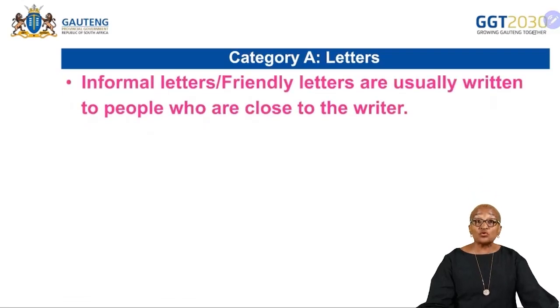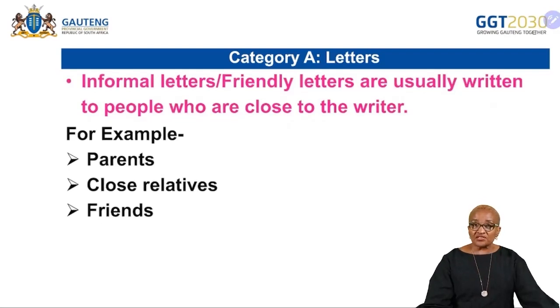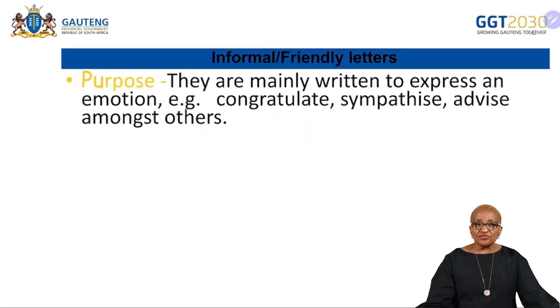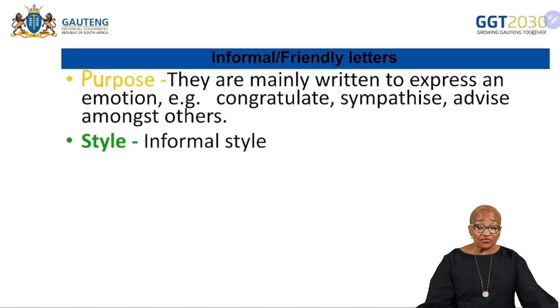Let's have a look at category A, and we will start off with letters. Let's have a look at the informal letter or friendly letter, which are usually written to people who are close to the writer. For example, it could be your parents, it could be your close relatives, it could also be your friends. What is the purpose of these letters? They are mainly written to express an emotion, e.g., to congratulate someone, to sympathize, to advise, amongst others. And the style thereof is informal.